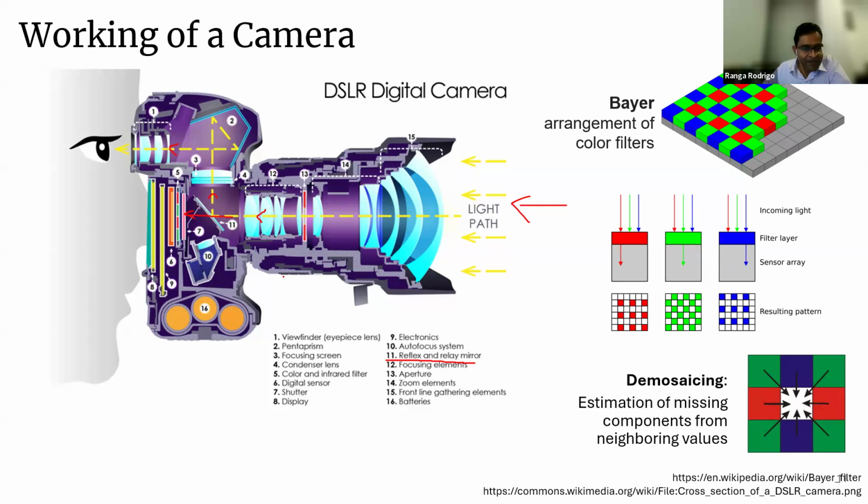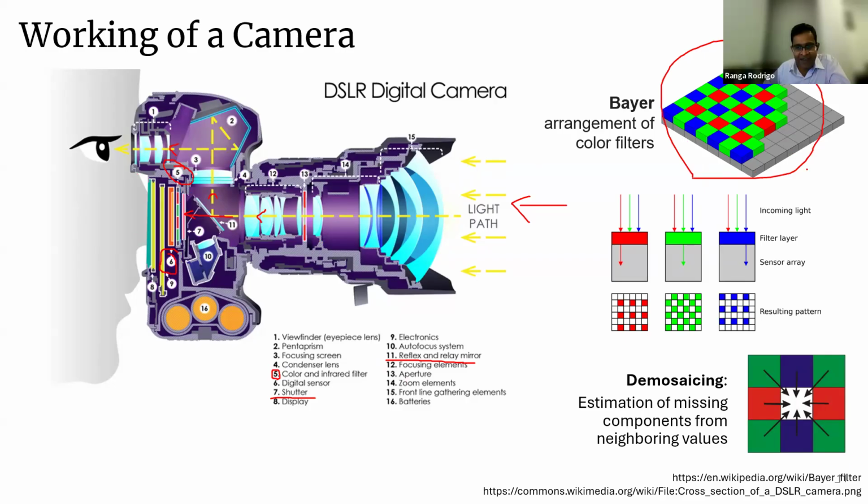So here item number 7 is the shutter. So you open the shutter, and the mirror also is retracted, and then item number 5 you can see is the color and infrared filters. There is a filter here, and item number 6 is the digital sensor. So in front of the sensor there are BGR filters. Filter like that.